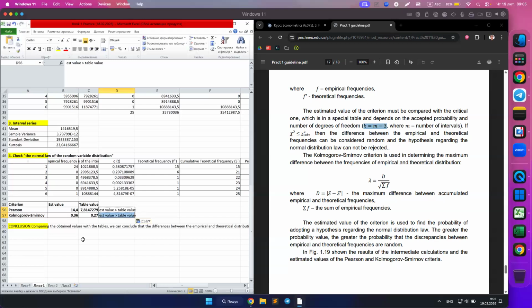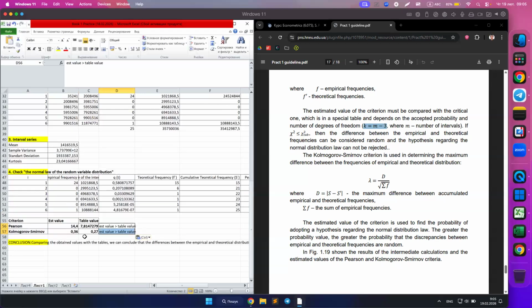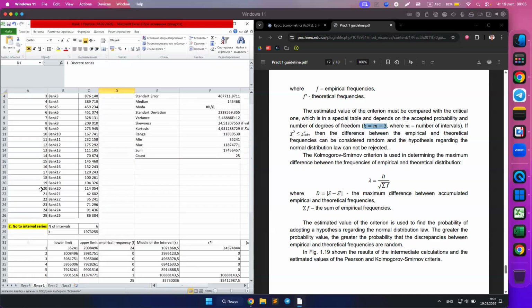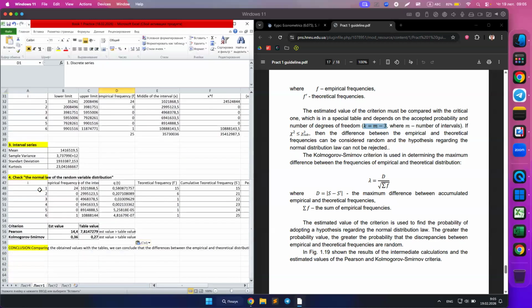And that's basically all. It's the final of our first practice, so we covered all parts of this work. We spoke about discrete series, interval series, and checked our statistical data against the normal distribution law, and created the final conclusion for our calculations. Okay, maybe do you have some questions?